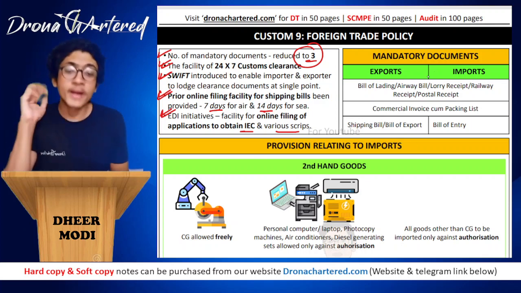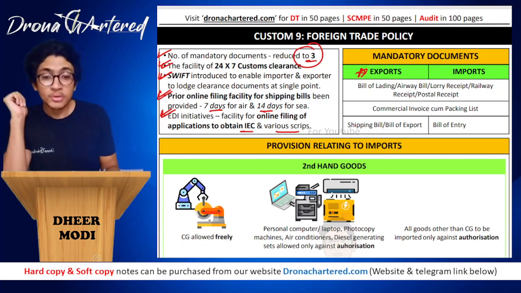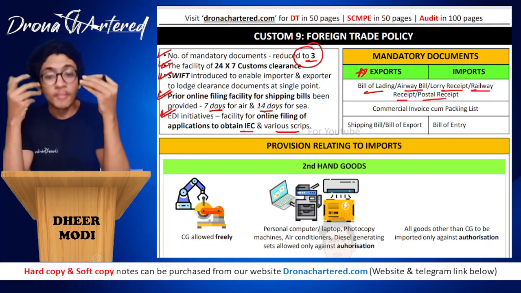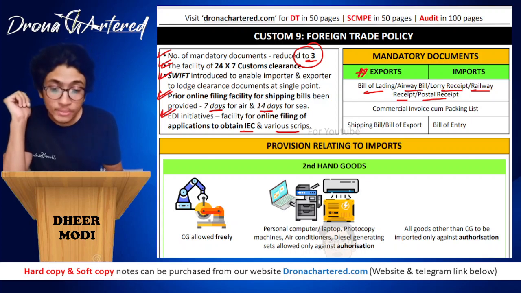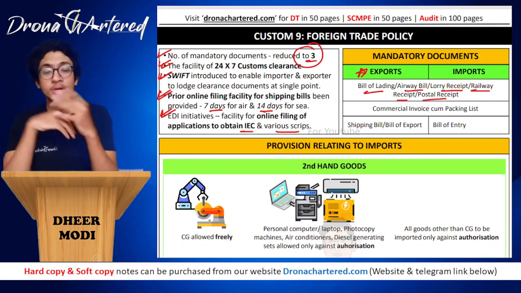So now what are your mandatory documents? What are the mandatory documents required in case of, first we'll study exports. So in case of exports, it will be your bill of lading, airway bill, lorry receipt, railway receipt, or postal receipt. That means by whichever way you are sending it, you will require that document. Your bill of lading, airway bill will be for air, lorry receipt if it is by road, your railway receipt is by train, postal receipt if you are couriering or it is by baggage.